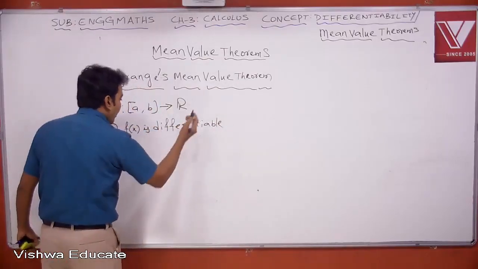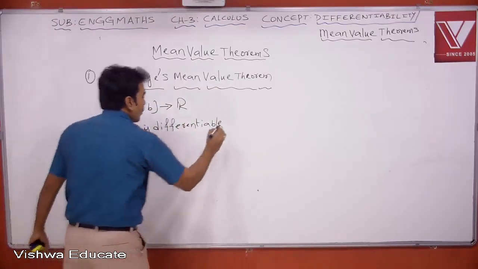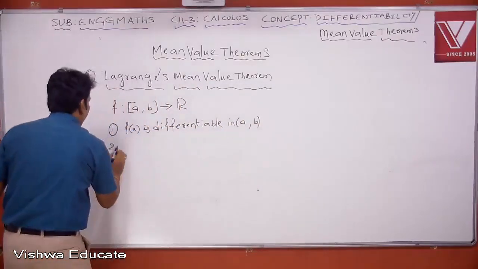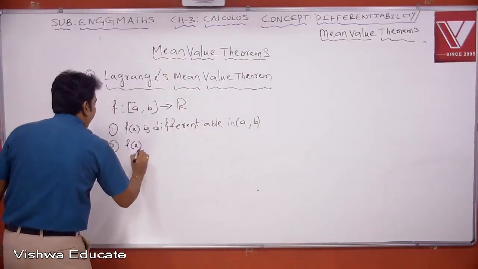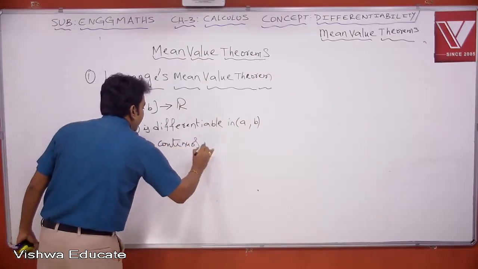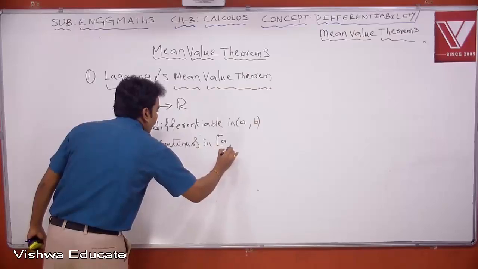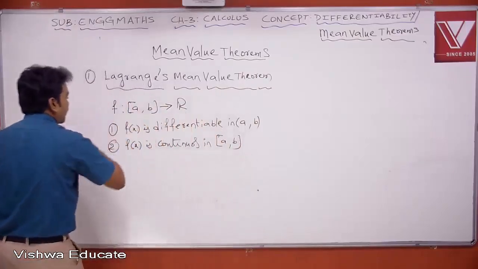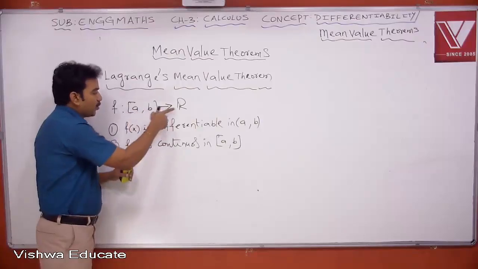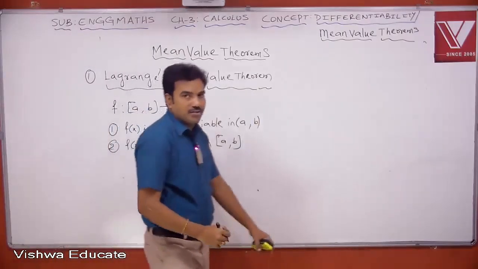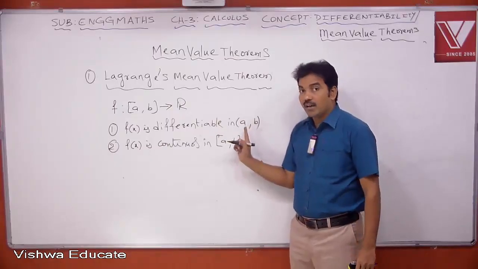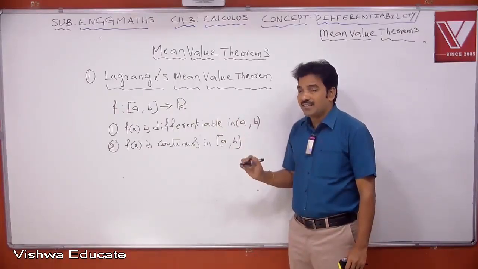So we need to start with continuity. Okay, let us take differentiable. So it is differentiable in open interval (a, b). And the second one is f(x) is continuous in closed interval [a, b]. Whenever a function f satisfies these two conditions, then at least at one point in this interval we can say something about the derivative easily.